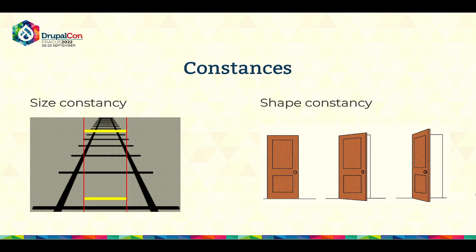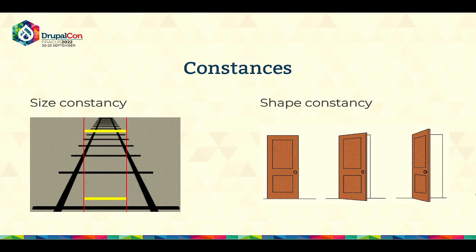Also, we have size constancy. When there is a perspective drawn into an image, we tend to think that the things further back in the perspective are bigger in real life, even if they are the same size. On that image, the yellow lines are exactly the same width, but without those red lines showing, we tend to perceive the upper yellow line as longer than the one in front, because we try to fix our perception because of the railroad track perspective.